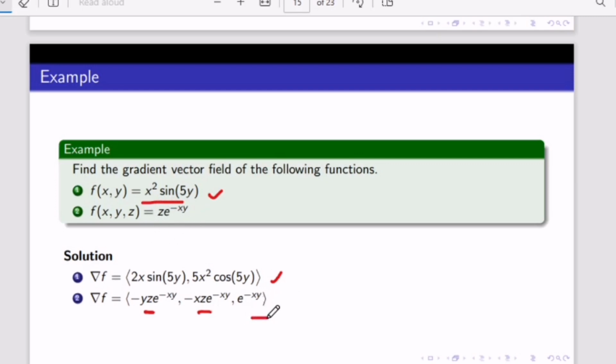So this is very simple. For us to find the gradient vector field, it's very simple. You are going to take the partial derivative per the variable provided. And it's as simple as that.